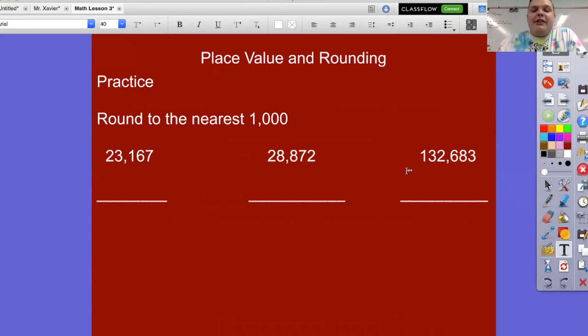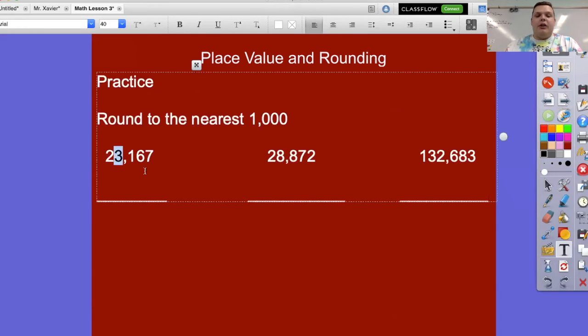So I want you to round these to the nearest 1,000. In this case, the thousands place in 23,000 is the 3. So I got to look backwards. Hopefully you can see my cursor. This 1, that's lower than 5. So I got to keep this 3. So then 23,000, and then you turn all of these to zeros at the end.